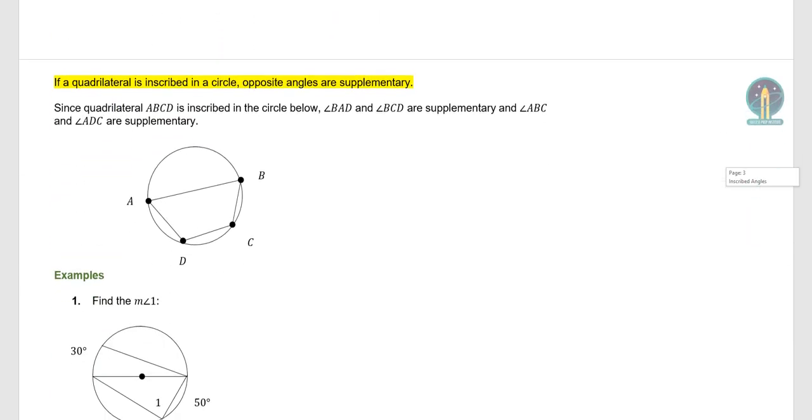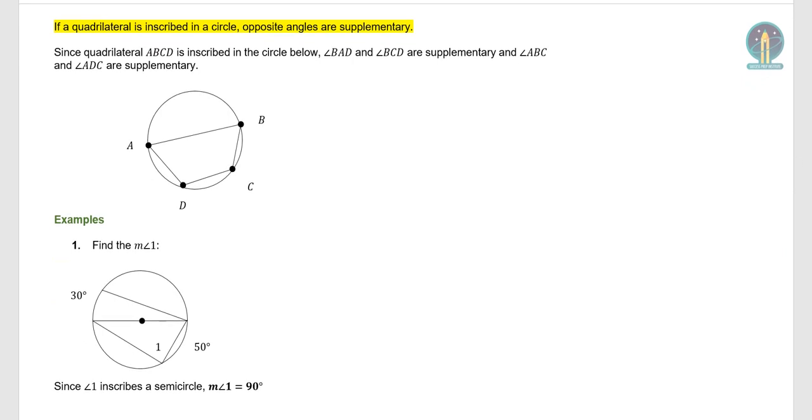Another type of inscribed angle shows up with quadrilaterals. If we have a quadrilateral inscribed inside a circle, then opposite angles of the quadrilateral have to be supplementary, meaning they have to add up to 180 degrees. So here's an example. Quadrilateral ABCD is inscribed in this circle, in which case the opposite angles have to add up to 180 degrees. So angle BCD and angle BAD have to add up to 180, and these two angles also have to add up to 180.